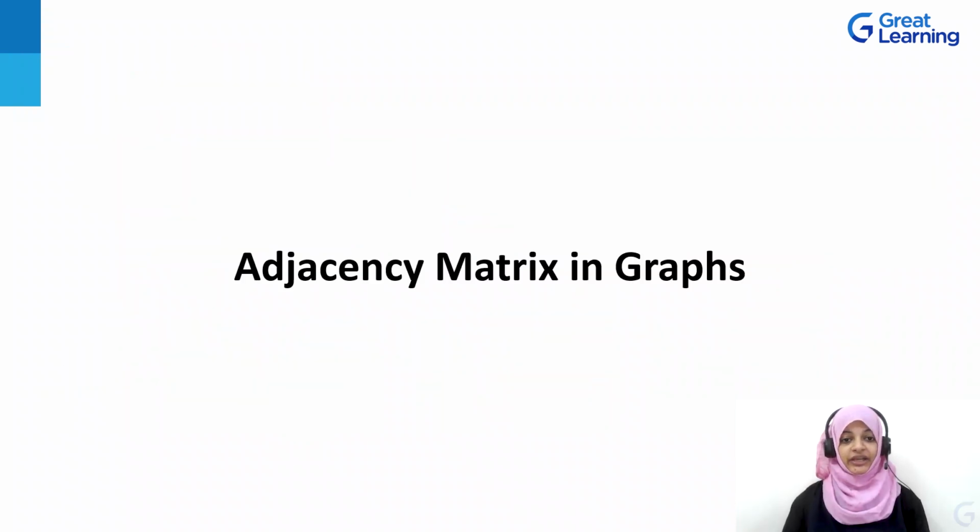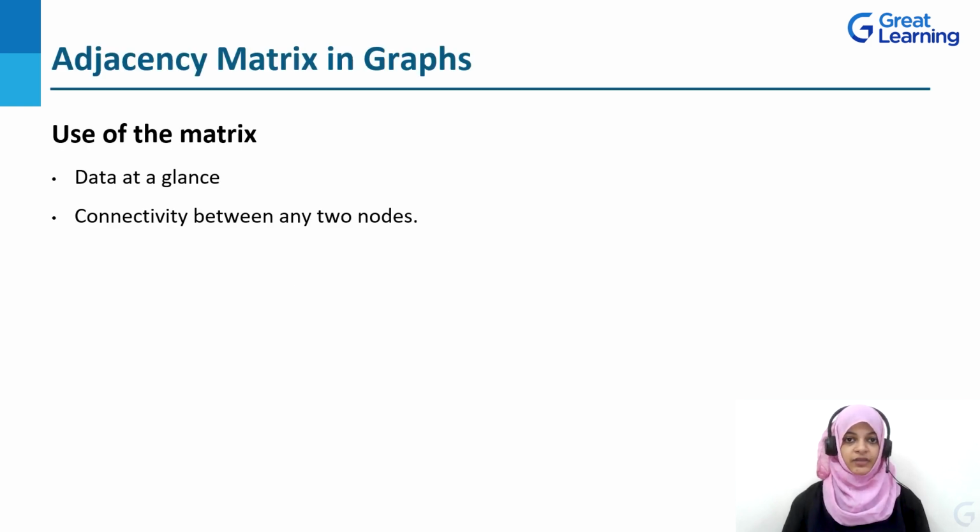Lastly, let us quickly look into adjacency matrix and how it is actually used in graphs. So adjacency matrix is actually a chart which looks like a complete matrix. This means that it has a particular set of rows and a particular set of columns. The basic use of adjacency matrix is that it gives us an analysis of all of the data about the graph at a glance. We understand what is the connectivity between any two nodes or the connectivity between the node and itself. All of these can be identified at one glance of the adjacency matrix.